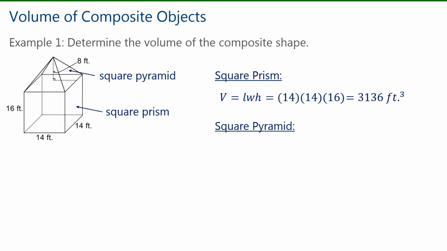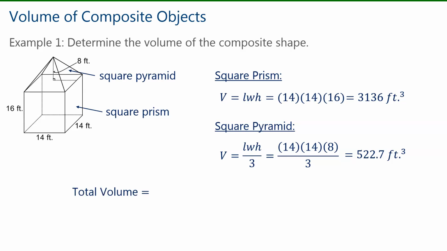Now let's do the square pyramid. The formula for volume of a pyramid is length times width times height divided by 3. Now the length and width of the pyramid is also 14 and 14, but the height is 8. So now if I multiply that together in my calculator, I get a volume of 522.7 cubic feet.